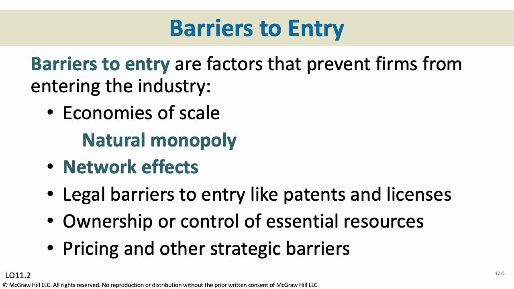There can be legal barriers such as patents or licenses. I invent a new pharmaceutical medication and I patent it. I have a monopoly over that medication as long as my patent exists. Or if there's licenses at play and I'm the only one who can license some sort of invention or likeness, I get a monopoly there. Ownership or control of essential resources: if you're the only person who owns a resource that is needed, you have a monopoly there. And also pricing and other barriers. These are all ways we can wind up in a situation with a monopoly.